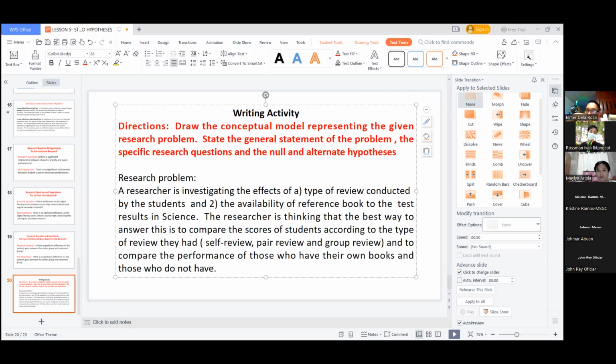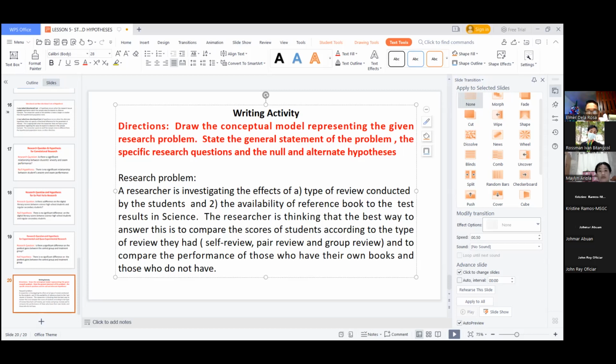Kasi sir, tapos na po the study, or the students have already done their reviews, with those who have books and those who do not have books. And your intention is to compare their performance? Yes sir, by their test results. The causes of the science results have already existed. It happened already.